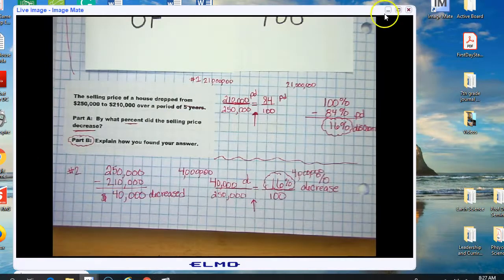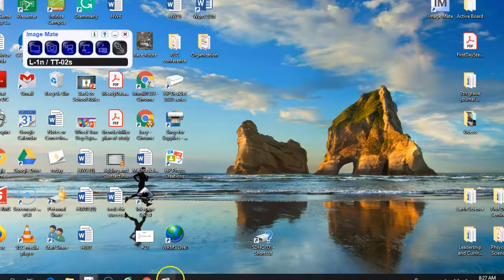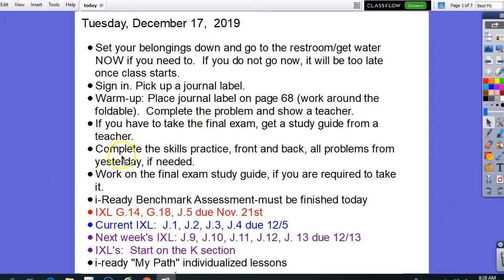Let's look at our agenda for today. You've got to finish the skills practice from yesterday if you have not finished that. All the problems front and back, turn it into a teacher. If you have to take the final exam, you will get a study guide, and that's what you need to work on. So skills practice, and then if you have to take the final exam, you're getting a study guide, and if you have to take the final exam after the skills practice, you're working on your study guide.